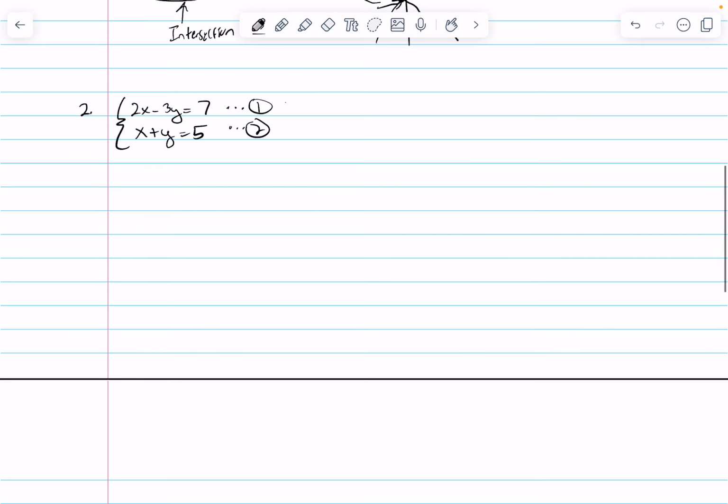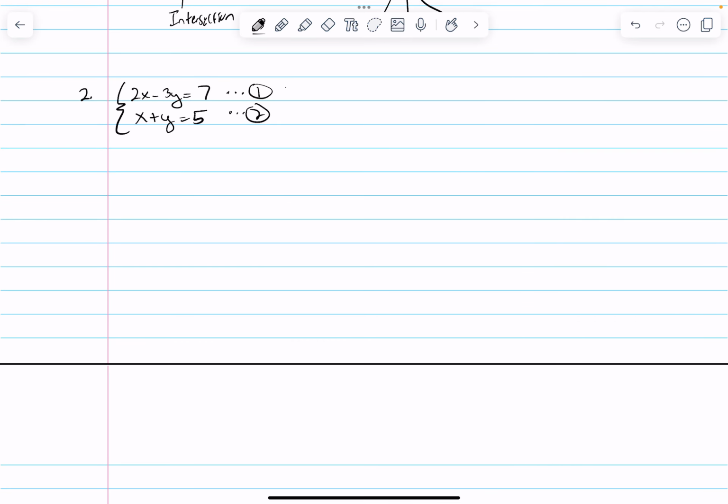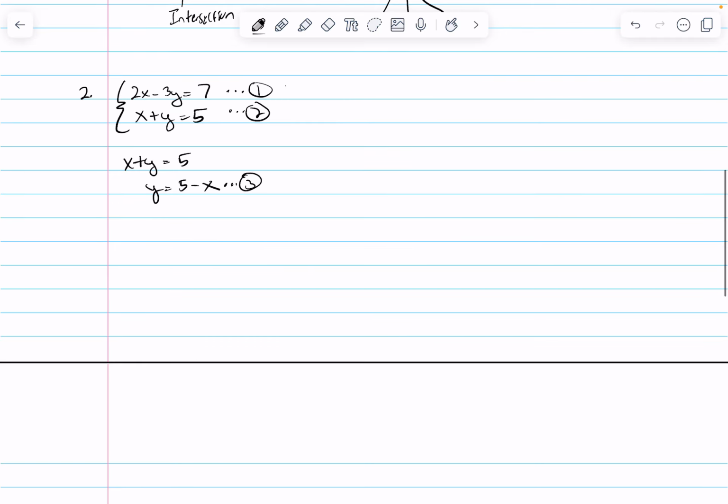Now we want to make it as easy as possible, so we're going to choose the second equation because it's the simplest one. So we have x plus y equals 5. Let's solve for y. So y is going to stay here. We're going to move the x to the other side by subtracting x. So now we have y equals 5 minus x. And this is technically our third equation. So now we're going to plug 3 into 1.